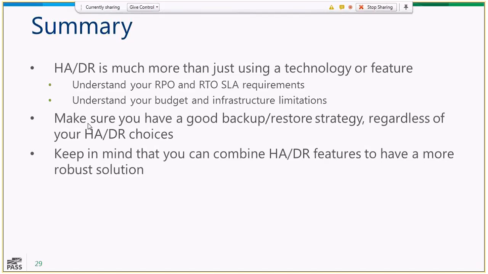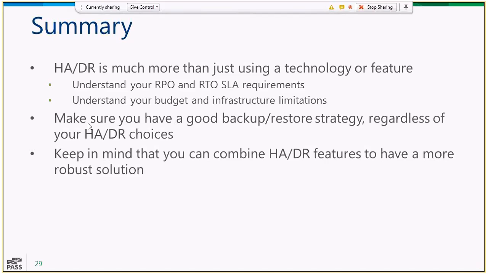And then finally, no matter what, make sure you have a good backup and restore strategy. I've had so many managers over the years come to me and say stupid things like, well, we're using RAID 5 to protect our databases, so we don't need to do backups anymore. Or, we're using database mirroring, so we don't need to do backups. Don't let anybody talk you out of doing backups, and make sure that you're actually testing the backups and restoring them to make sure they work.